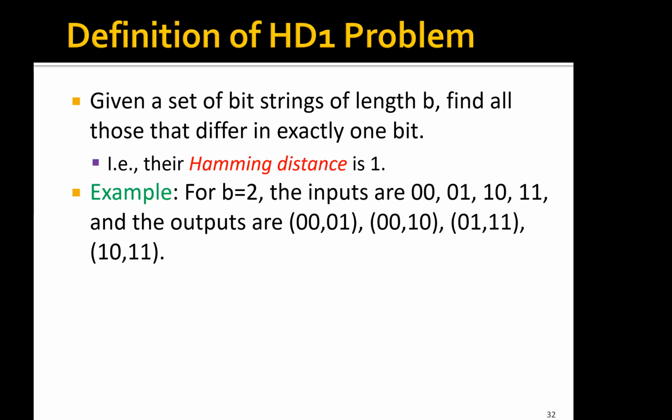So a simple example: if the length of the string B is 2, there are 4 strings shown here, 00, 01, and so on. And there are 4 outputs. 00 and 01 are of Hamming distance 1. For each of these 4 pairs, the 2 strings are distance 1. The pairs that aren't outputs are things like 00 and 11, because they have Hamming distance 2. So again, the theorem is that the replication rate in the optimal algorithm, that upper and lower bound, is B over log base 2 of Q.